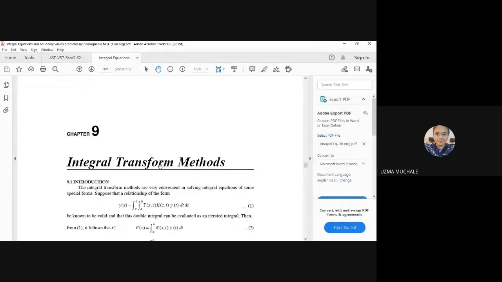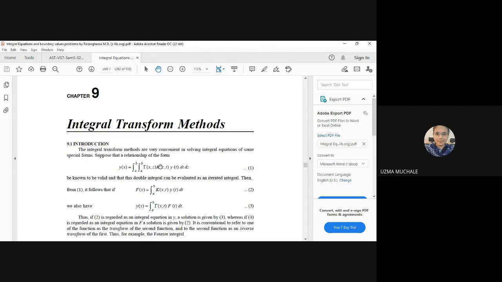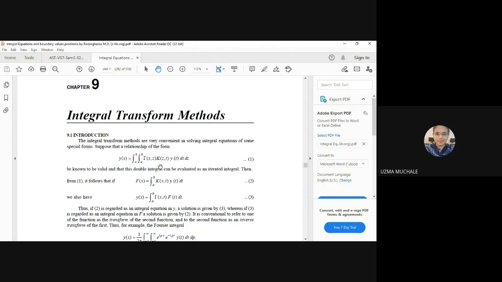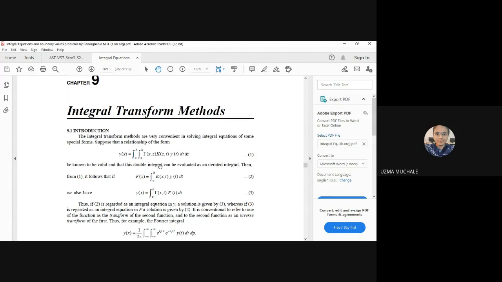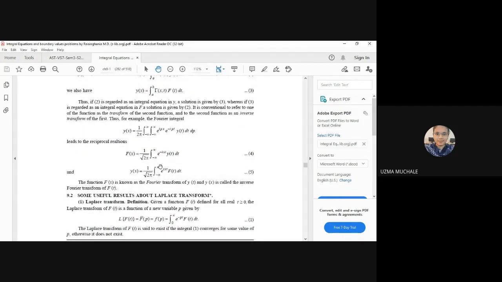Good afternoon, everyone. So we are going to study the integral transform method in this lecture. As I told you in the last lecture, write down all the formulas of the Laplace transform. Here we are going to solve the integral equation with the help of Laplace and Fourier transform. The integral transform methods are very convenient in solving integral equations. That means we are going to use the integral transform method now, that may be the Fourier transform or the Laplace transform.